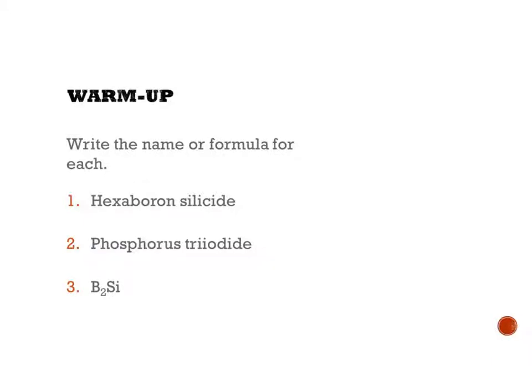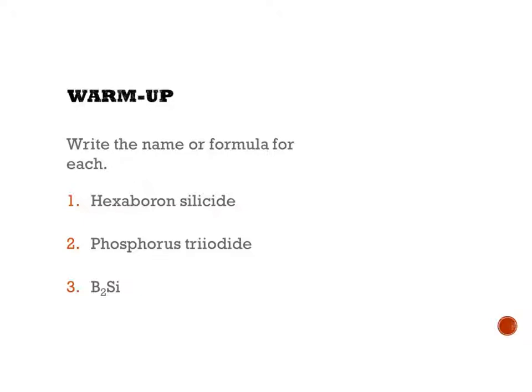All right, so first things first, we're going to go over our warm-up. We have review from what we did on Tuesday. It says write the name or formula for each compound. And so for each one of these, we are going to either name or write the formula. For number one, it says hexaboron silicide, right?